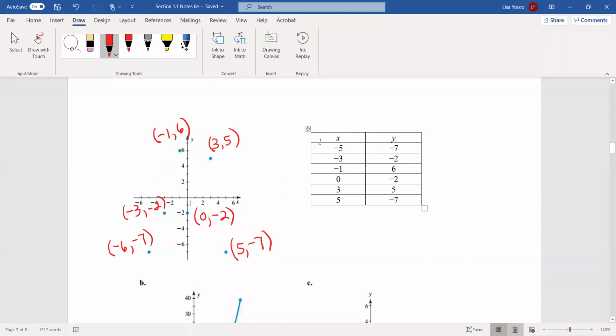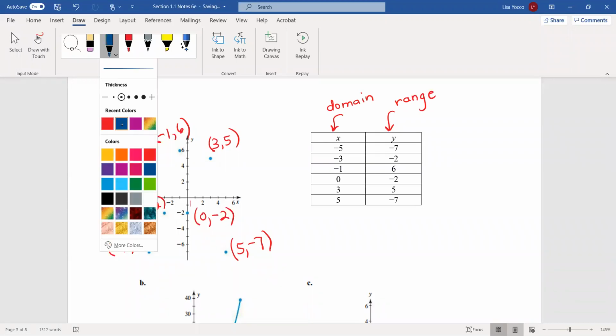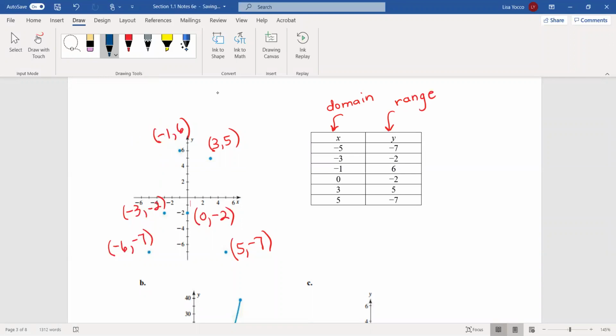Okay, so the domain will be all these numbers in the x column. The range will be all the numbers in the y column. All right, and so let me just specify that here we're in a typical graphing system.